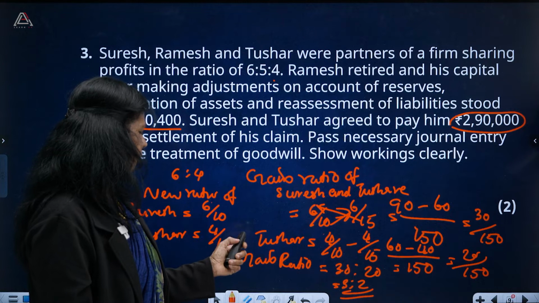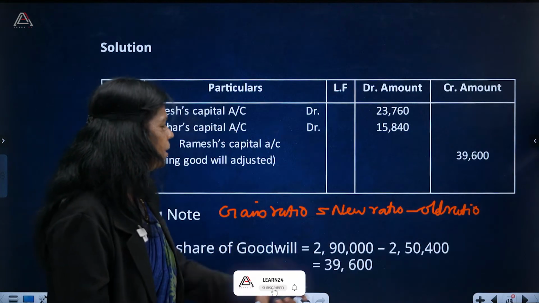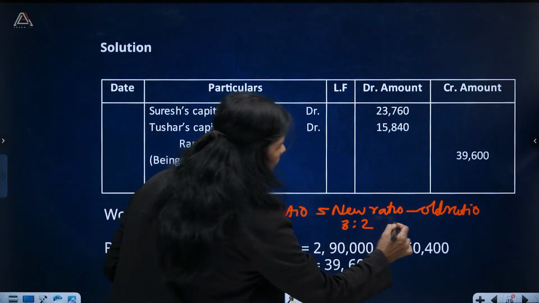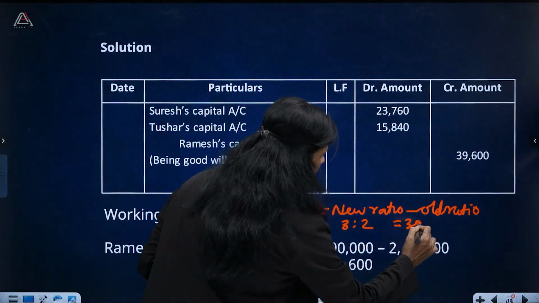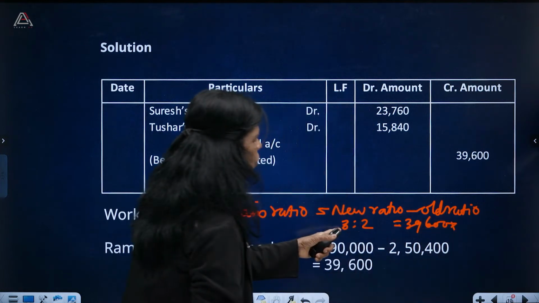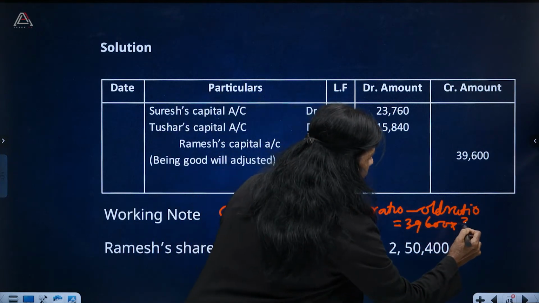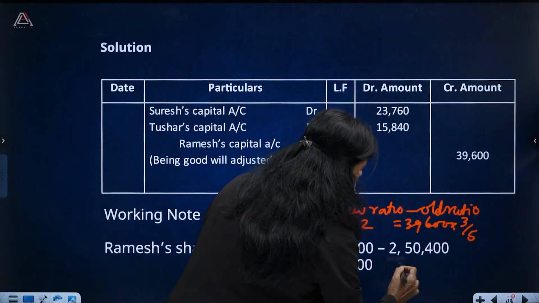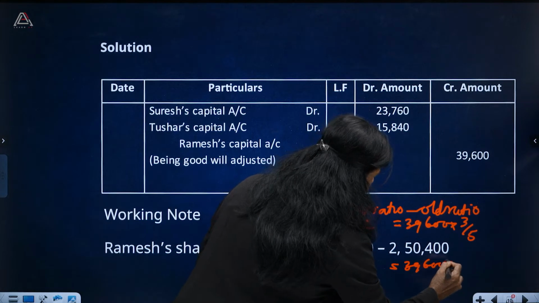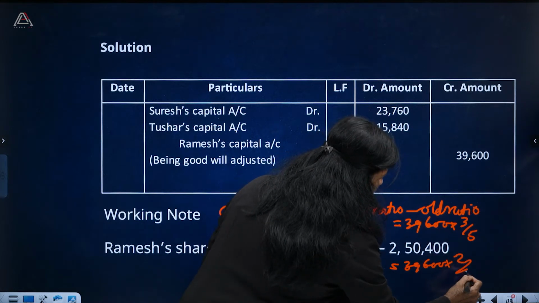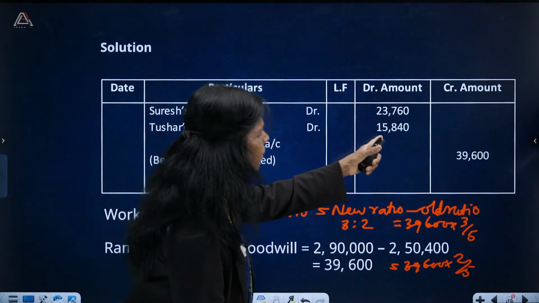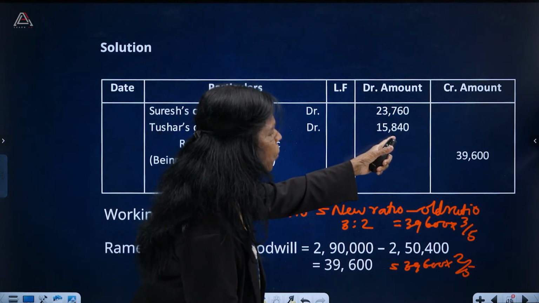Then see this ratio, that is 3:2. We divide 39,600 into 3:2, that is 3/5. Then another share, 39,600 into 2/5. This is 23,760, 15,840, total 39,600.